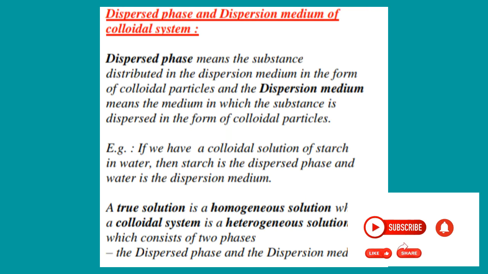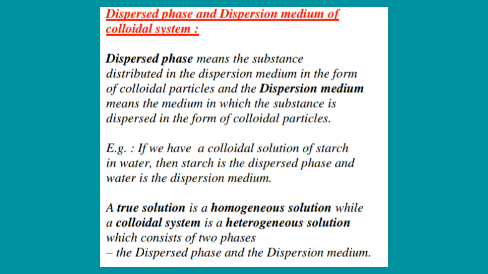So, in a colloidal system or in a colloidal solution, there are two substances, the dispersed phase and the dispersion medium. Dispersed phase is that substance which is distributed in the dispersion medium in the form of colloidal particles at a particle size of 10 angstrom to 1000 angstrom. Clear? And the dispersion medium means the medium in which the dispersed phase particles are distributed in the form of colloidal particles. Clear? So, let us discuss by taking an example so that we can understand clearly.